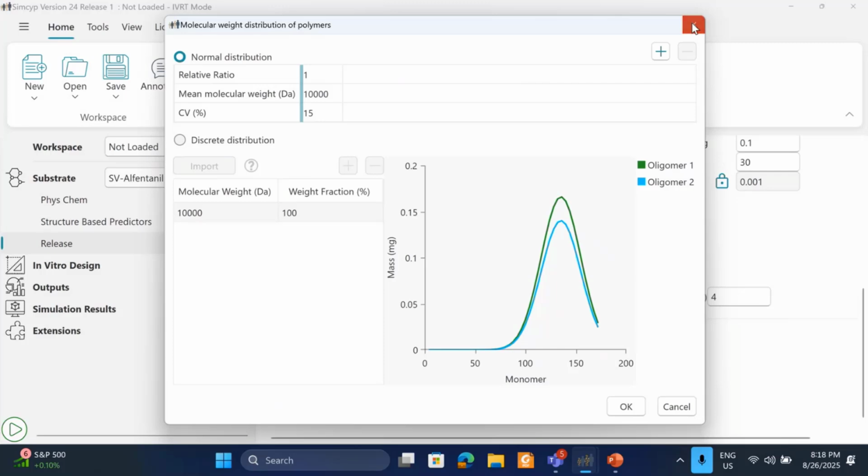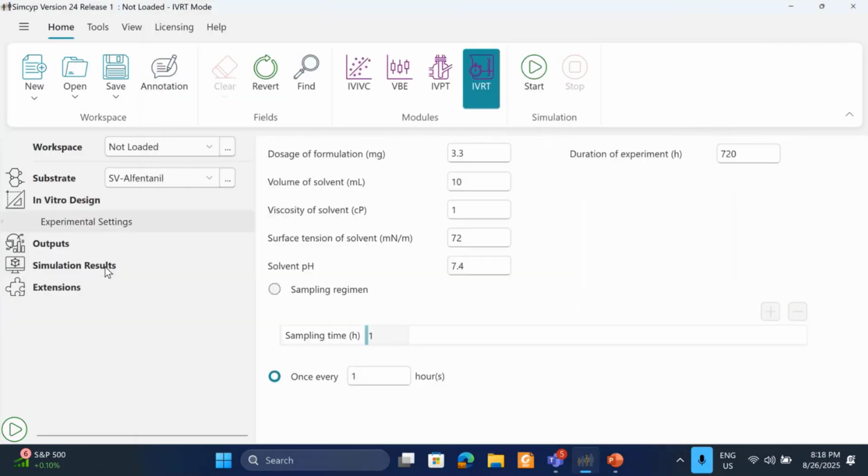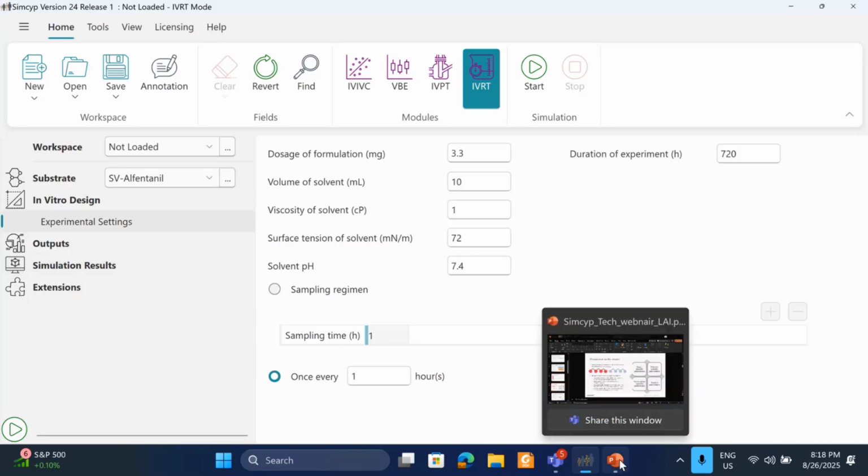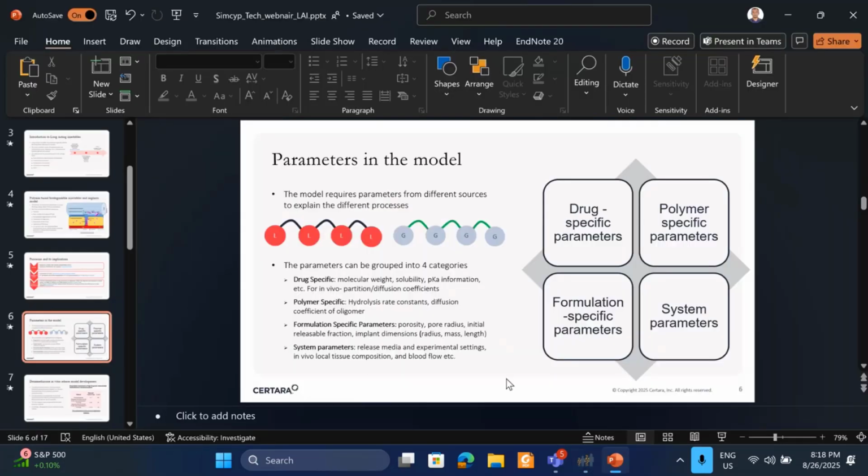So in terms of in vitro design, we can specify the dosage of the formulation, volume of solvent, viscosity of solvent, surface tension, etc. So this is just to give you a brief idea how the user interface would look like before going into the actual case example.